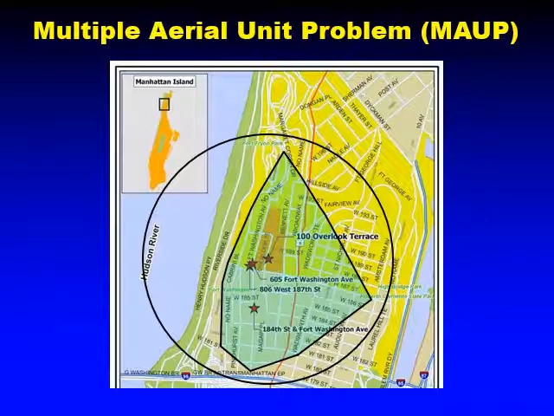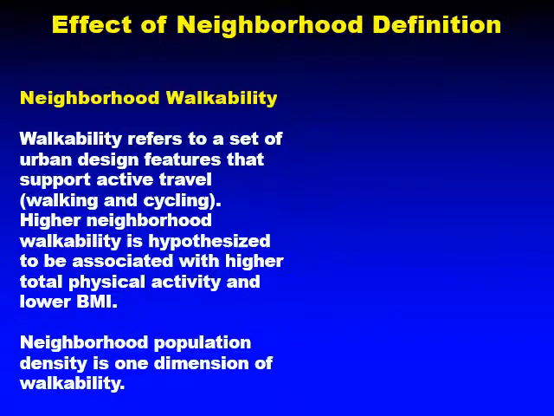But this multiplicity of available spatial units presents a problem, because when I analyze data to assess if some neighborhood feature is associated with a behavior or health outcome, the results I get depend in part on which neighborhood definition I choose to use in the analysis. This is the multiple areal unit problem, also known as MAUP. I'm going to walk you through an example of MAUP.